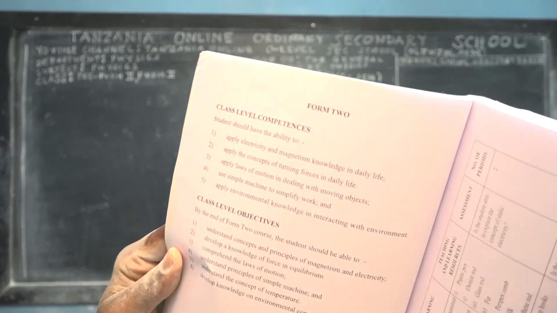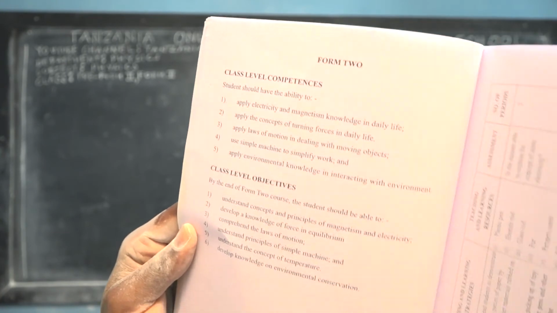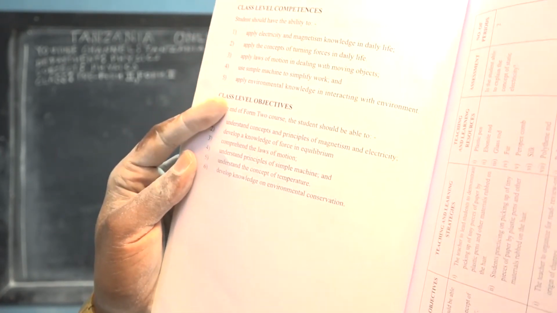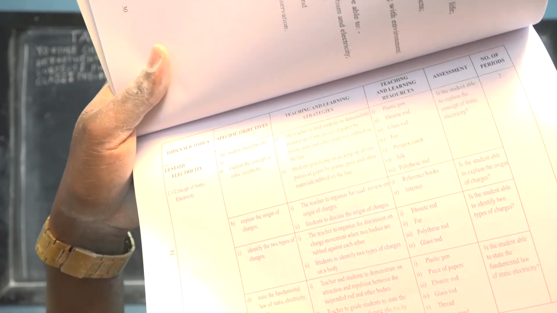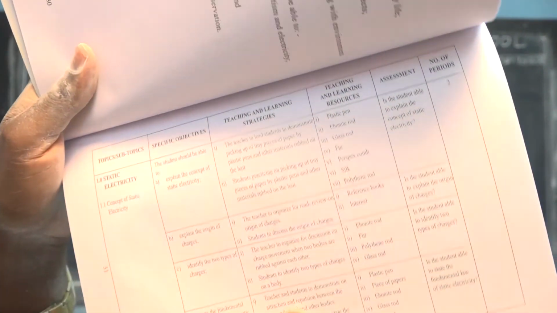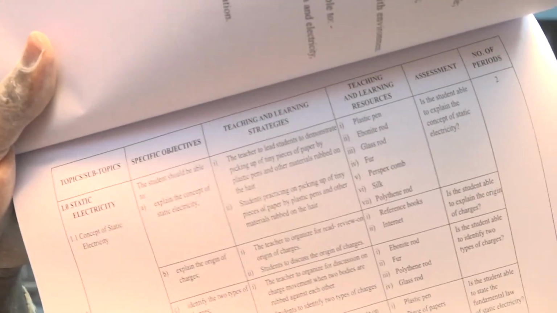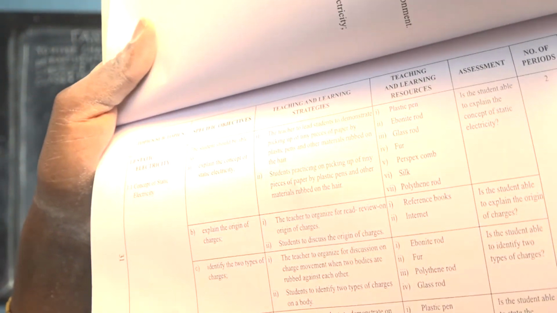See? Let me bring it close to the lens. Class level competence, class level objectives, and this is page number 30, if you have this syllabus book, and then this is page 31. I know that many teachers don't insist that students have the syllabus, right? But that is not good advice. I advise you to have it, because it shows you the route.